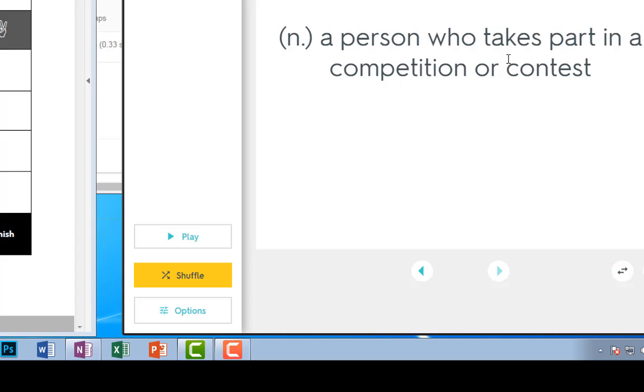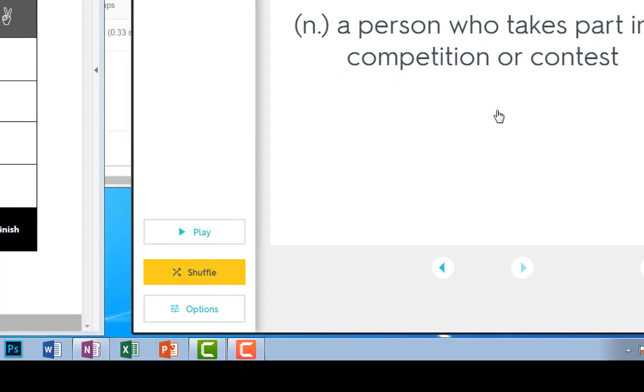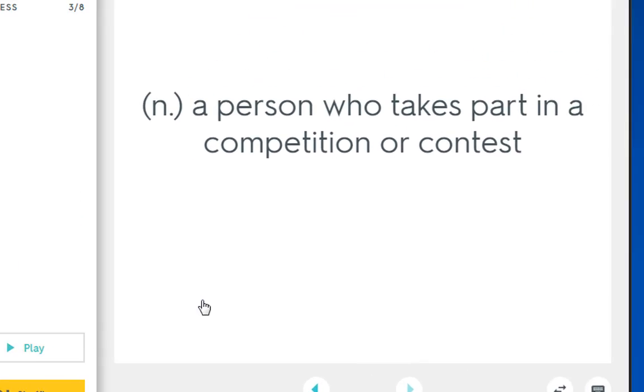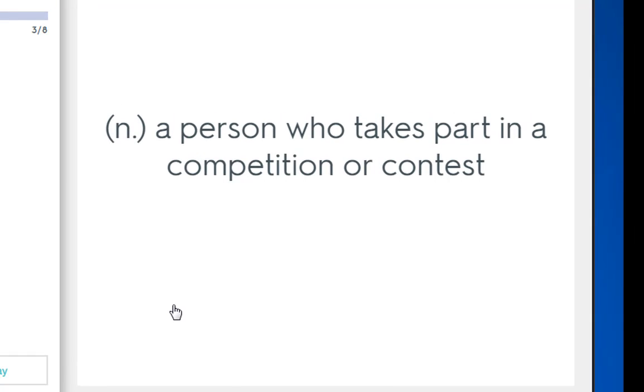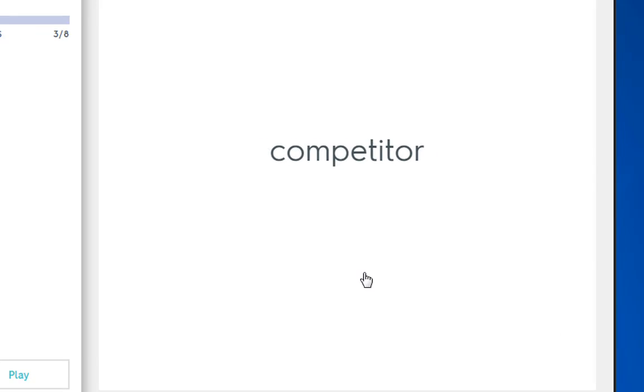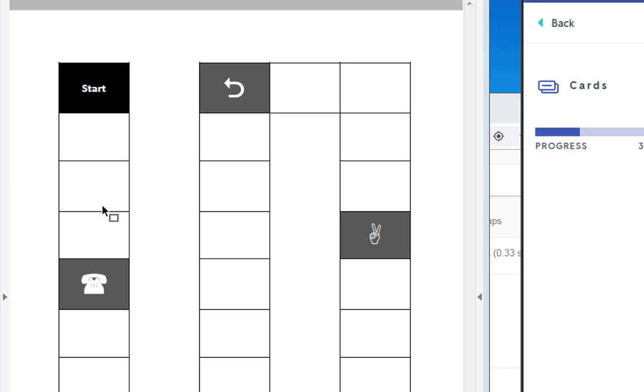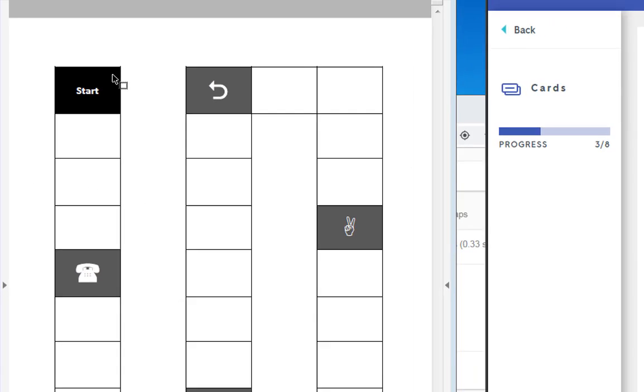So when, say, the first person moves, they see the definition. Make sure it's on shuffle, by the way. That way not all the groups are on the same question at the same time. They read the definition and they give their answer. If they're correct, then they get to stay on the spot. If they're wrong, they move back to where they came from.